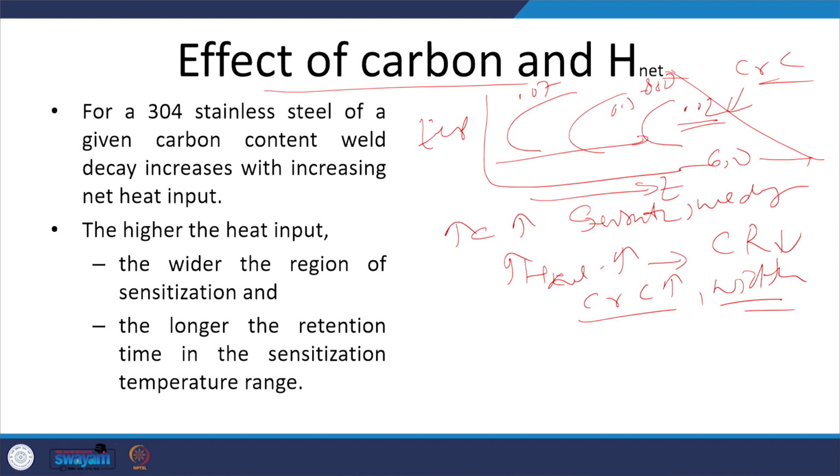So, there are two aspects. One is to reduce the time of exposure in the sensitization temperature range, which means using a high cooling rate. The second is to avoid high carbon content, let us make it less than 0.02%. Okay. So, that tendency is minimized.